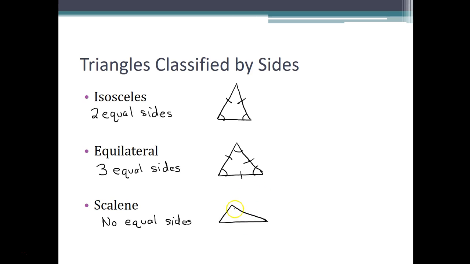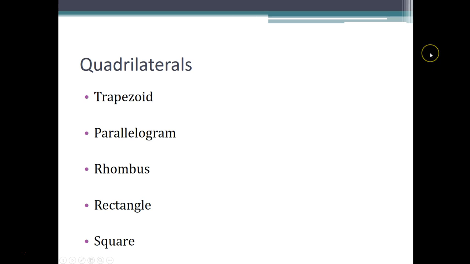So the three sides are different. Largest angle is across from largest side. Smallest angle is across from smallest side. Medium angle is across from medium side. Alright, so that's triangles for you.